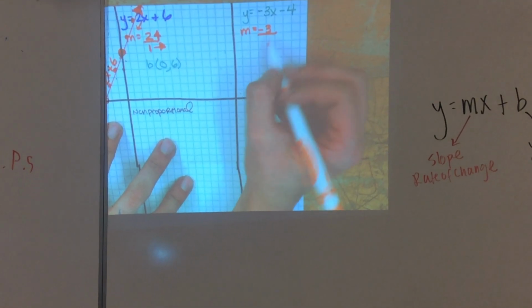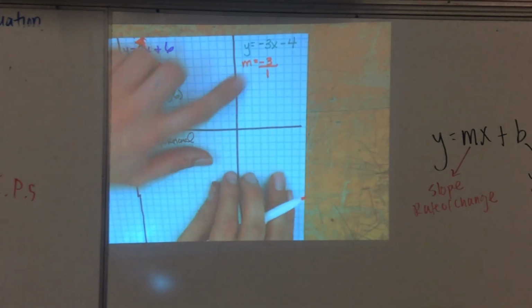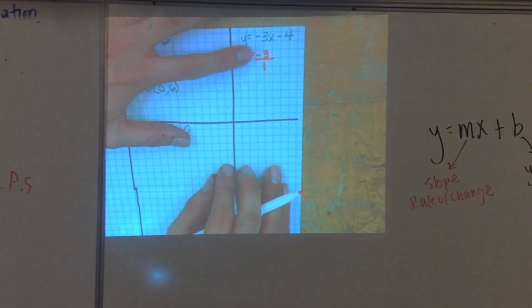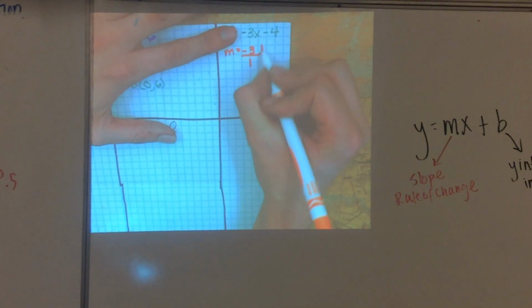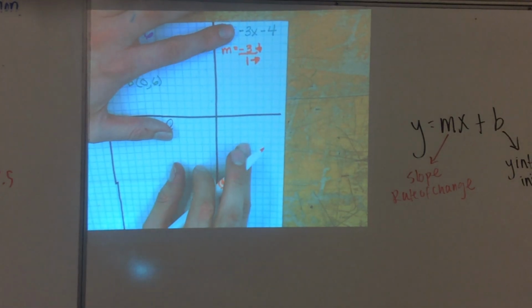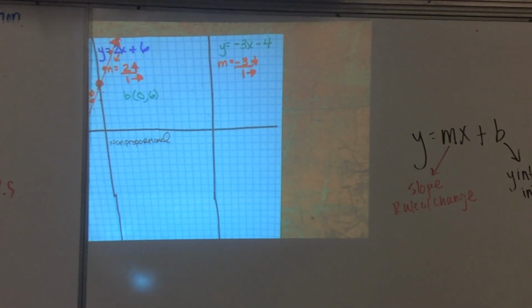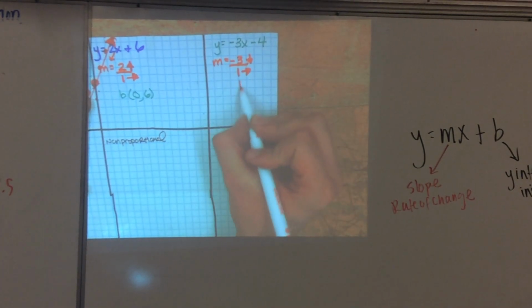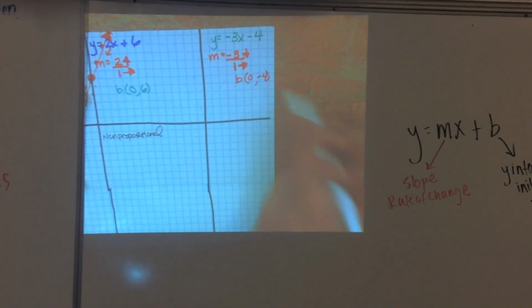You need a run. Your run will automatically be what? Okay? Because this is negative, the negative only belongs to the 3. The negative does not belong to the 1. Because it's negative, you go 3 down. And then this one will always go to the right. And then your b is this guy right here. Your big B is going to be 0, negative 4.